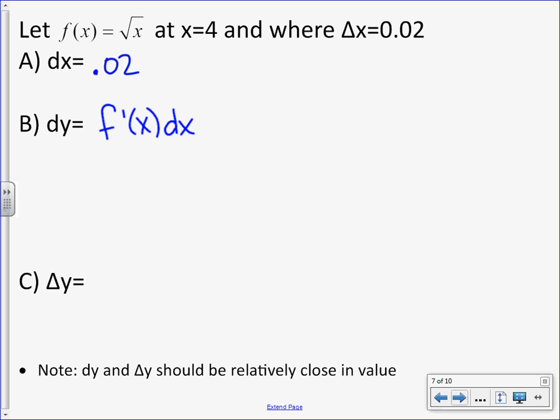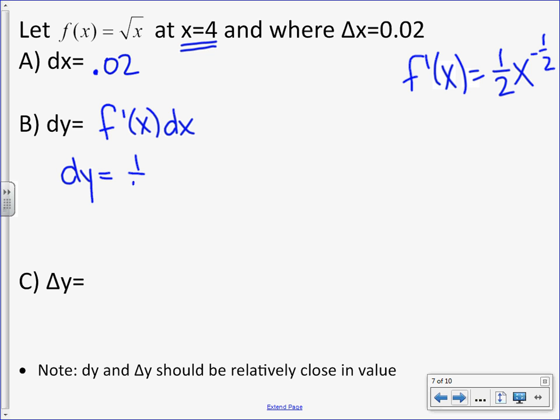So let's talk about f prime of x. We already found f prime of x, didn't we? dy is f prime of x dx, but we're focusing on x is 4. So what is f prime of 4? It's 1/4 times 0.02.